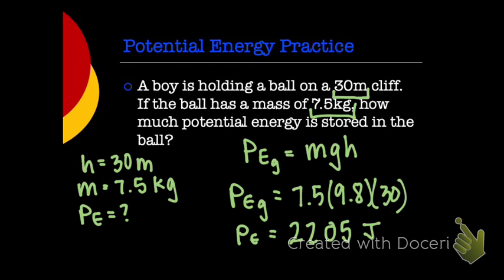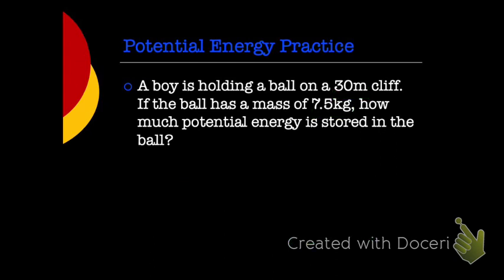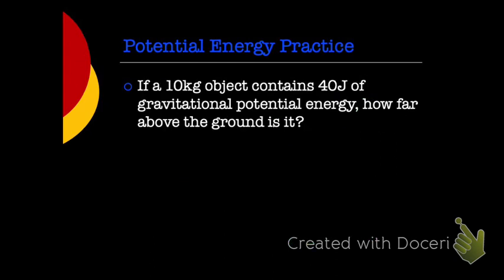Okay? This algebra is a lot simpler, right? It's just multiply, multiply, multiply. There's no square, square root, or anything like that. I want you to try the next one on your own.